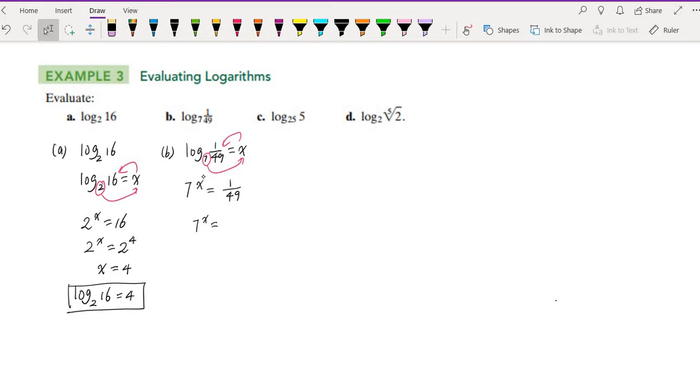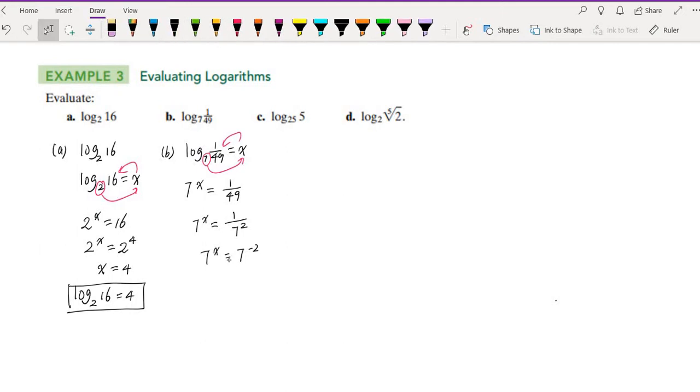So I realize that it's the same thing as 1 over 7 to the second power. Then I look at this, okay, 1 over 7 to the second power, which is a square. That's the same thing as 7 to the negative 2 power, right? So if some of you guys forgot this, maybe I can write it down for you.